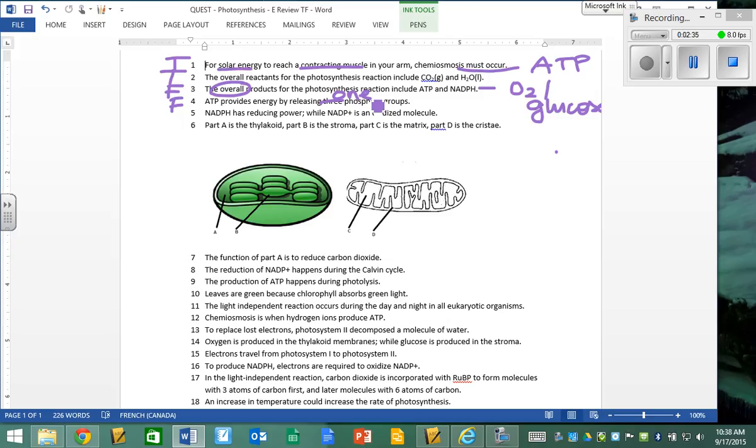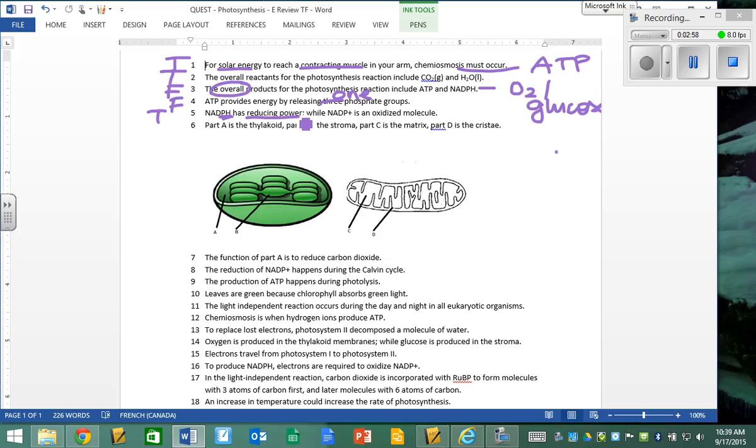Number 5 says NADPH has reducing power, while NADP positive is an oxidized molecule. That is true. NADPH has an H. If it has an H, it is reduced. It has reducing power. If it's missing the H, then it's oxidized.